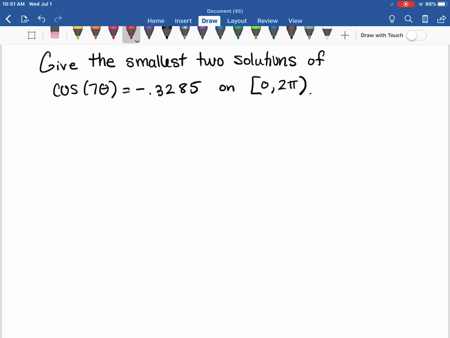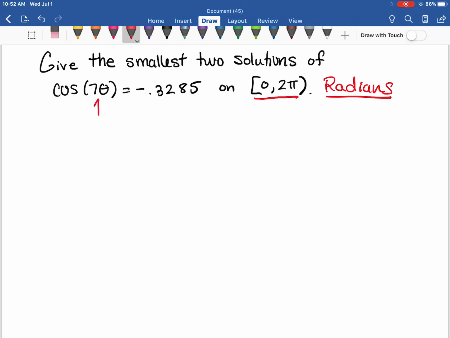In this video, I'm going to show you how to solve the equation cosine of 7 theta is equal to negative 0.3285, and we're going to do it on the interval from 0 to 2 pi, and we want the smallest two solutions on that interval. Now, because it says we're going to answer on the interval from 0 to 2 pi, I know that we have to make sure that we're in radians.